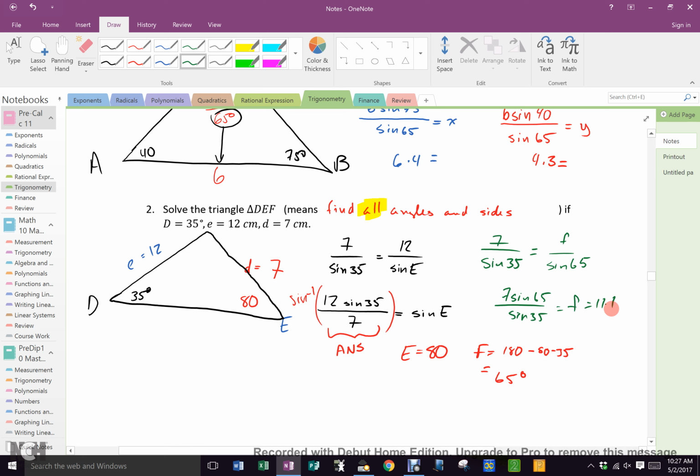Can everybody use the sine law? When is the only time it works? No, it'll work all the time. That's why sine law is cool. It always works.